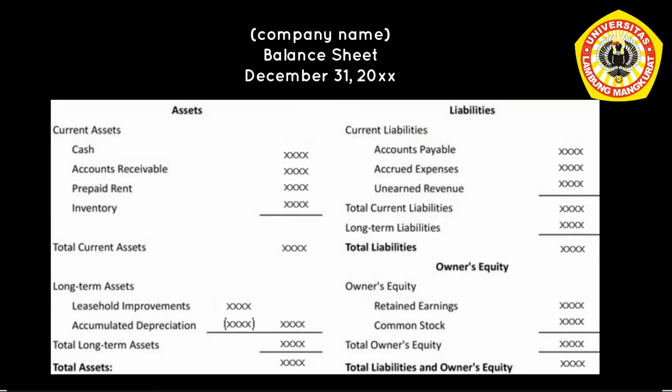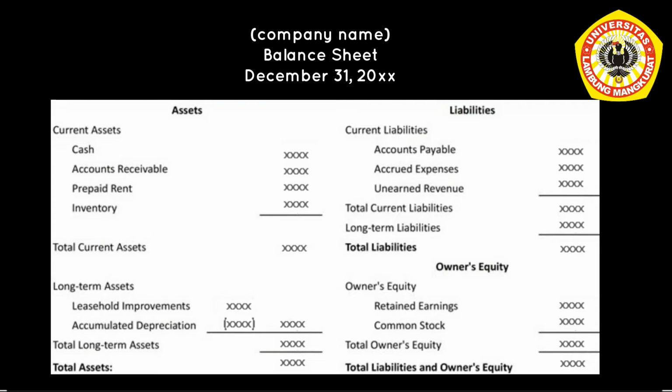And on the other side, liabilities. Accounts like accounts payable, accrued expense, and unearned revenue belong to current liabilities. Then total up the current liabilities. Next, we only have one account in long-term liabilities. And then total up the total liabilities.